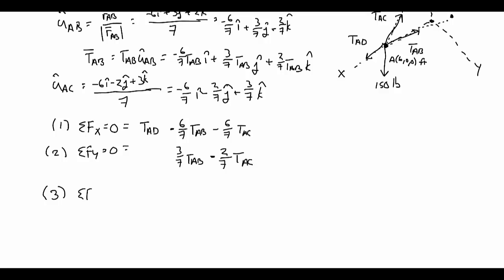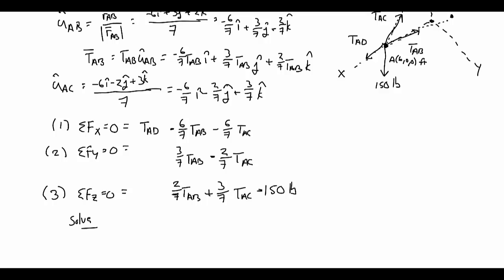So I can write my last equation, the z equation. Again, TAD does not appear. I will have 2/7 TAB. Make sure it's AB. And plus 3/7 TAC. And I want to remember the weight is completely in the negative z direction, so minus 150 pounds. All right, so I have, at this point, 3 equations and I have 3 unknowns. I have a solvable system.